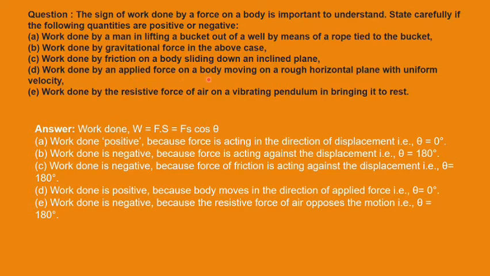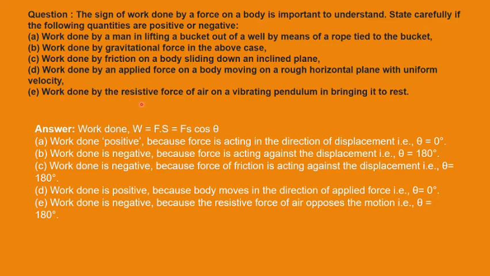Work done by an applied force on a body moving on a rough horizontal plane with uniform velocity. Now you are making the body move on the rough plane, but the body is moving with uniform velocity. It means you have overcome the opposing force, and due to the applied force only the body is moving in the same direction, so work done will be positive.